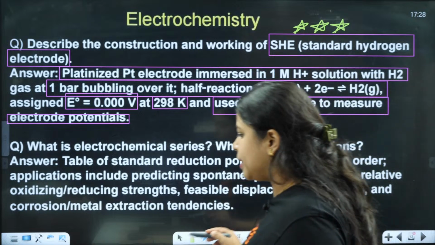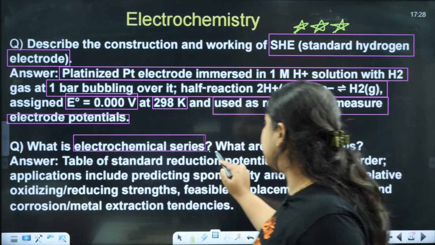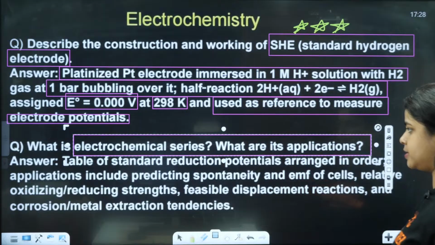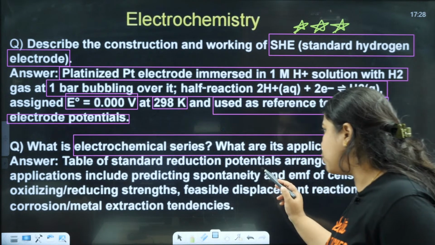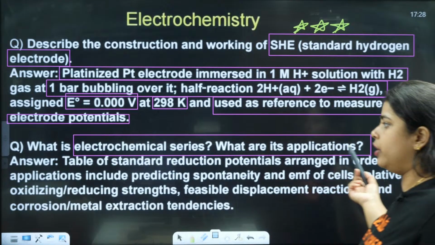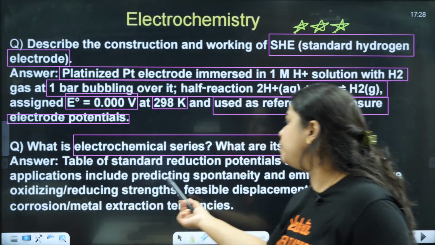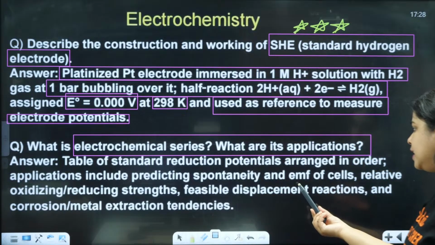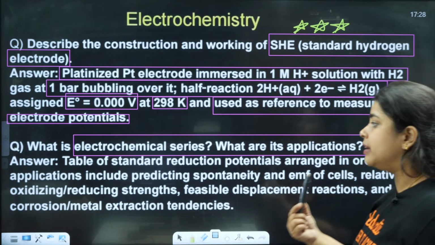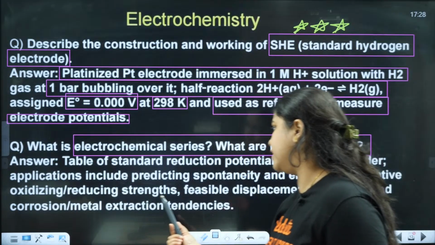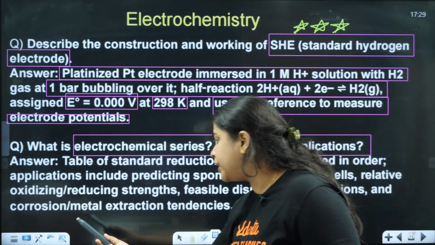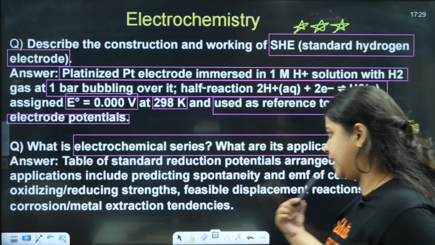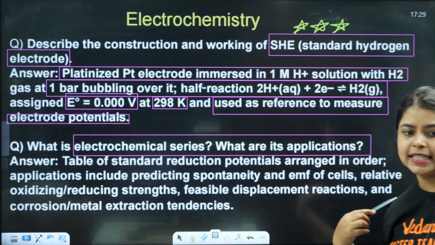What is the electrochemical series? What are its applications? It is a table of standard reduction potentials arranged in order. Applications include predicting the spontaneity and EMF of a cell, relative oxidizing or reducing strength, displacement reactions, and corrosion or metal extraction tendencies. This can also be answered.